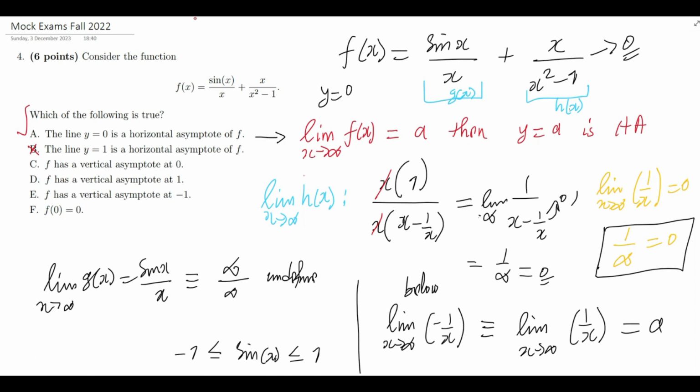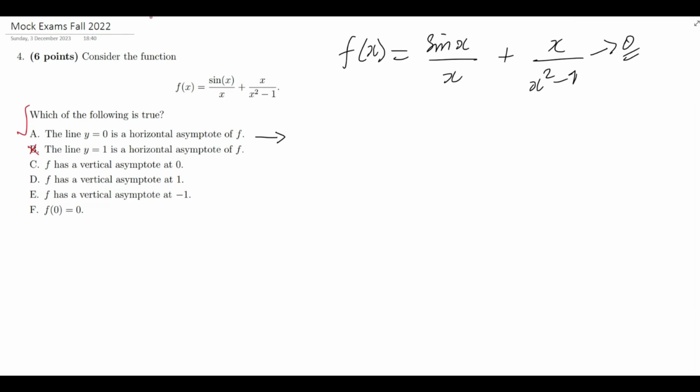Option C: f has a vertical asymptote at 0. Now this is an interesting one, and let's calculate that. Let me create some space. So this option C says that f has a vertical asymptote at 0. So what's the definition of vertical asymptotes? To look for the vertical asymptote, we simply look for the points where the denominator is 0.